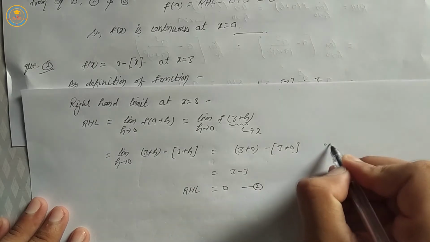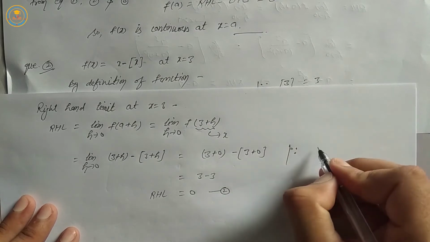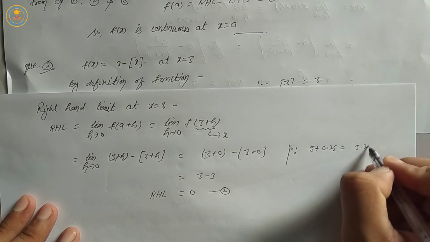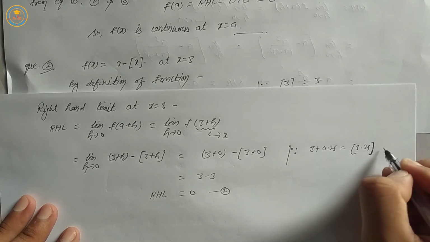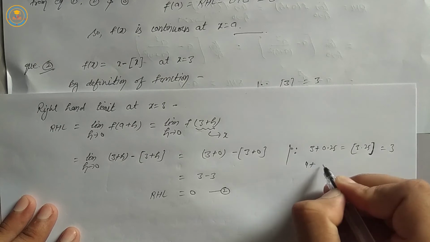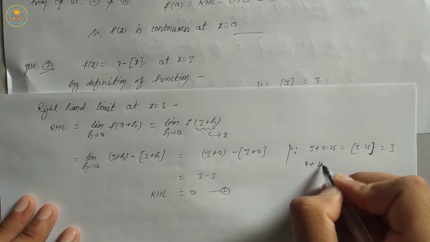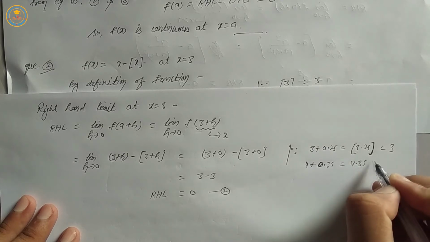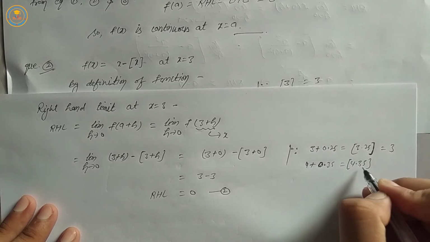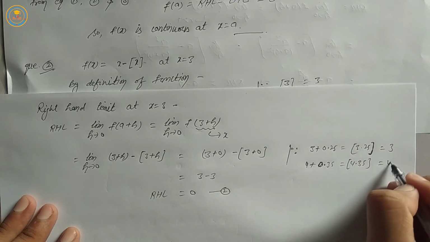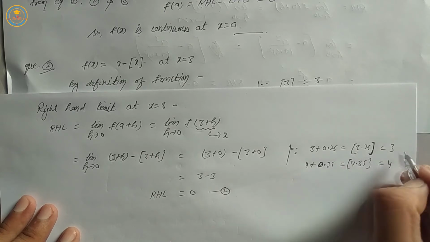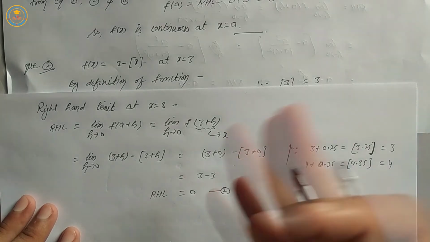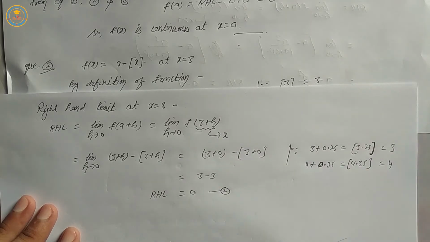Equation number 2. Because 3 plus 0.25 is equal to 3.25, the greatest integer is 3. 4 plus 0.35 is equal to 4.35, the greatest integer of 4.35 is equal to 4. The greatest integer of 3.25 is equal to 3. Any 5 point something is equal to 5, 6 point something is equal to 6, 7 point something is equal to 7. Okay.